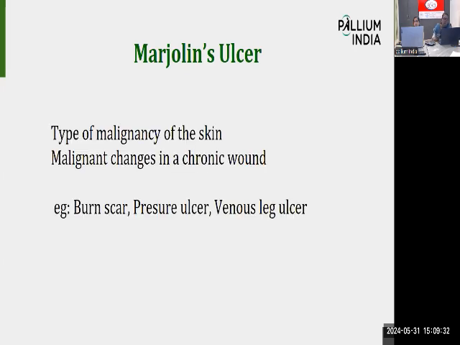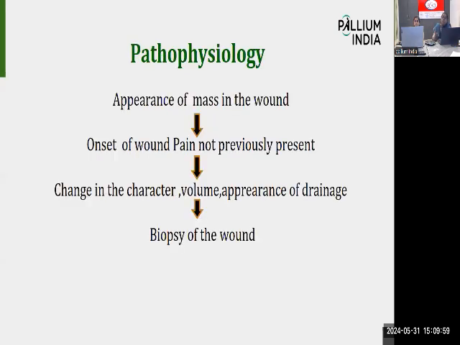Okay, so Marjolin ulcer is a type of malignancy of the skin. Malignant changes in a chronic wound, for example, burn scar ulcer, pressure sore, or venous leg ulcer. So these are the types of chronic ulcers. Sometimes from these kinds of wounds can develop a fungating wound, like a cancer wound. So the pathophysiology is a little bit different from that cancer wound.